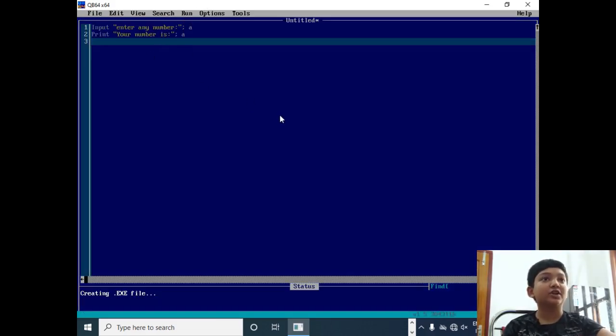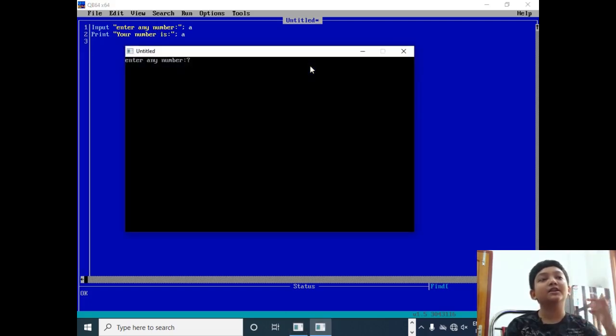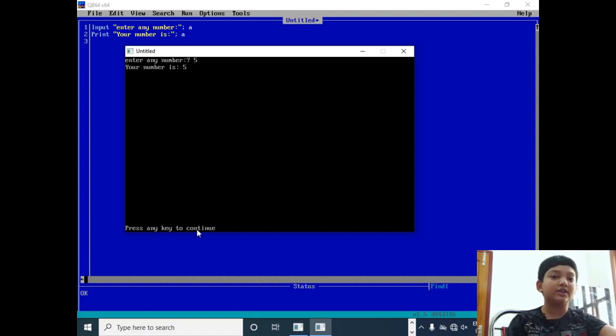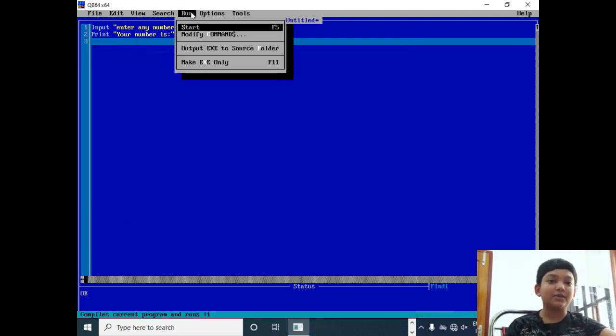There will be one input statement asking you to input any number. There is a question mark every time because they have made the program like this. Each and every time the input will be like this. So now 5, your number is 5, and now press any key to continue. This is the actual syntax of it. Press any key, press enter.